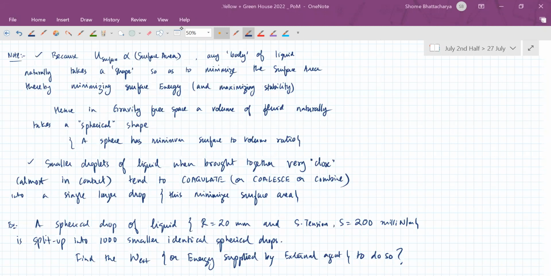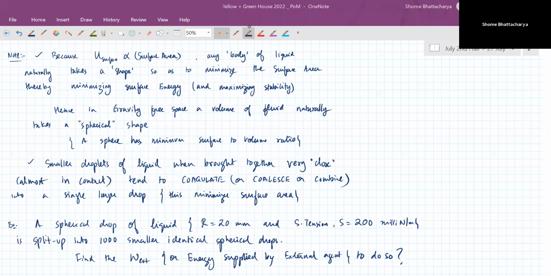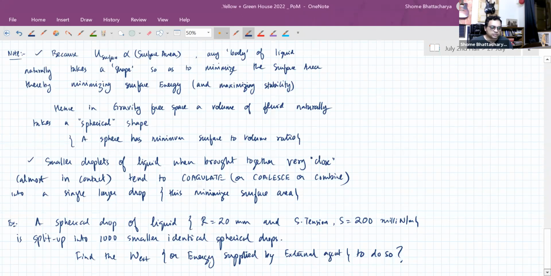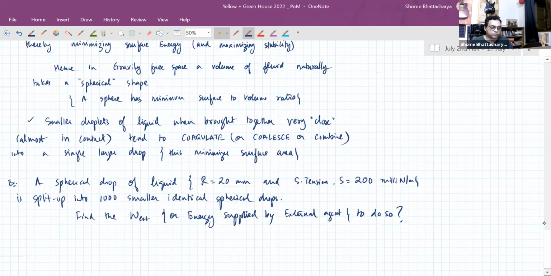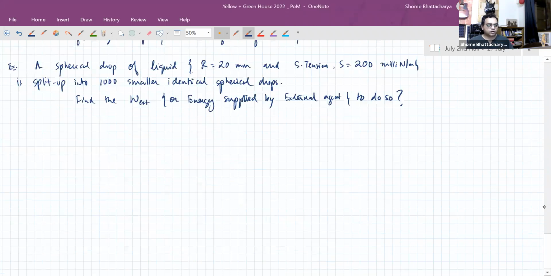Yeah, Yash, I think your answer is correct. So the first thing, you can just send me a text with it, is what will be the radius of each of these smaller droplets? Like the original spherical drop has a radius of 20 millimeters. So what will be the radius of each of these smaller droplets?